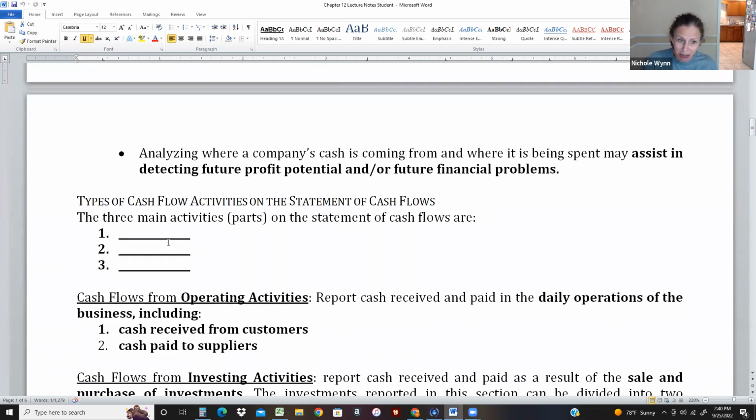So cash flow, just a review from chapter 1. This chapter is full of review, which is great because we're getting ready for our final. So we have 3 cash flow activities: operating, investing, and financing. And so those are our 3 cash flow issues. Operating, we define that as everything else.